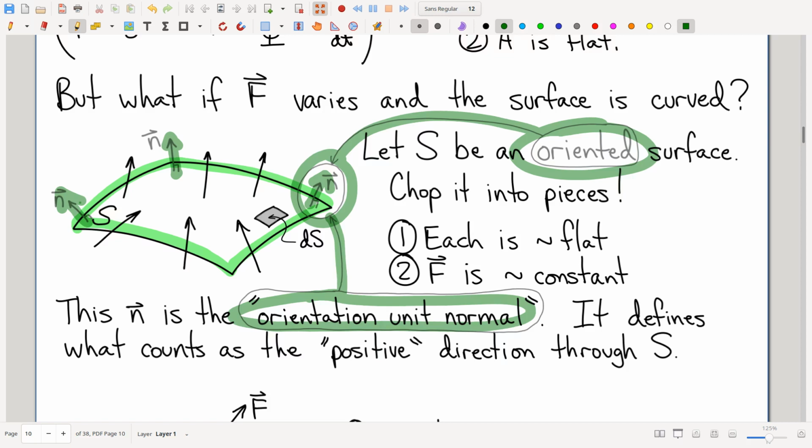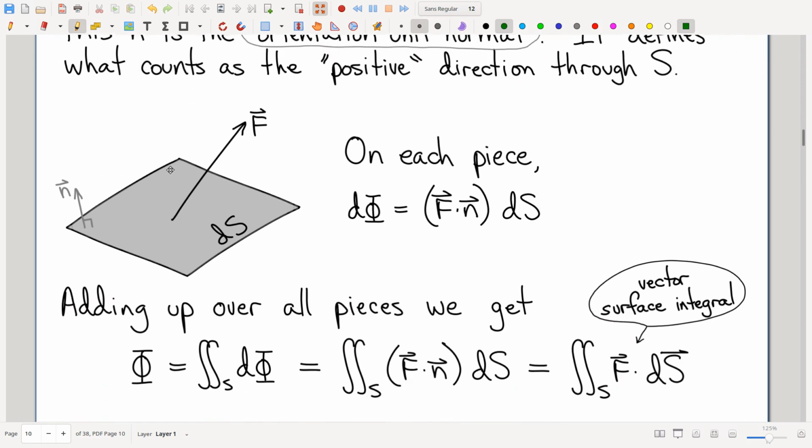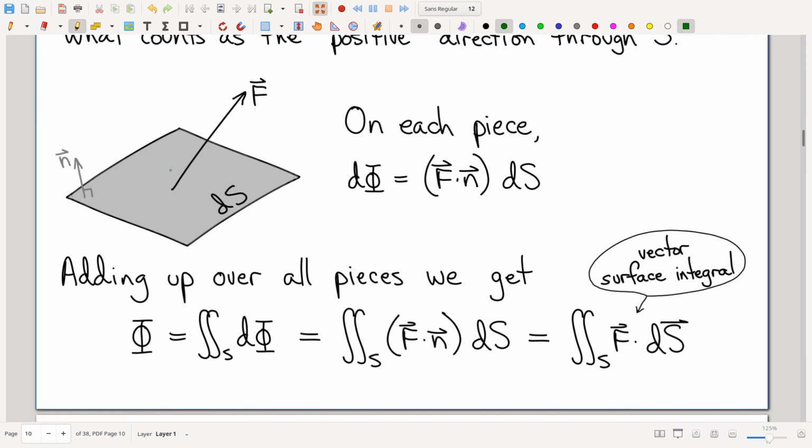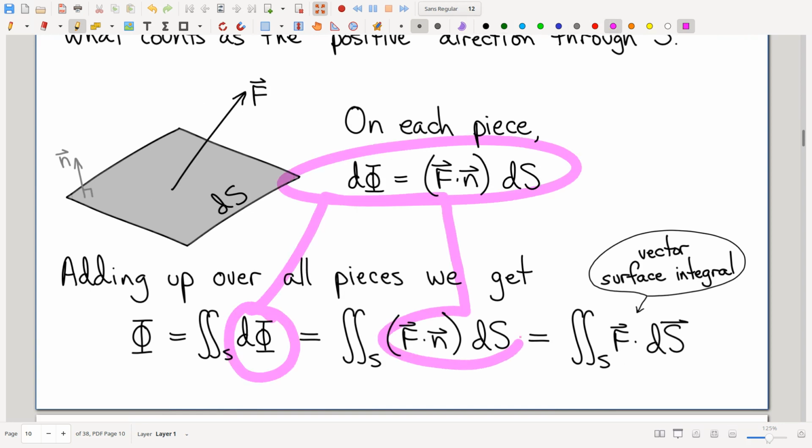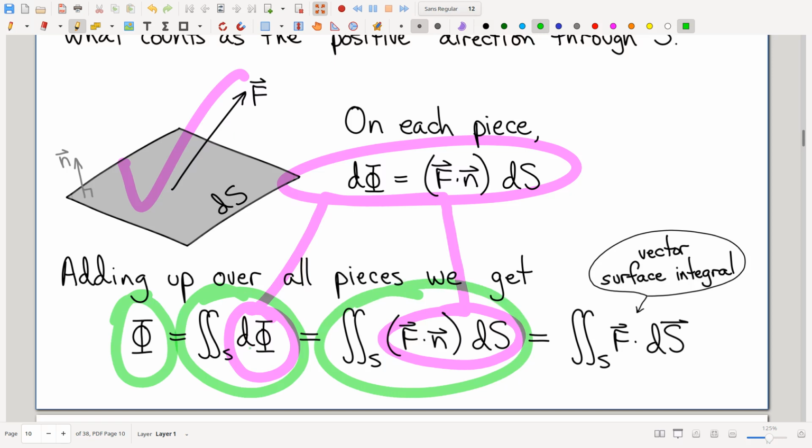Okay. All right. And so with that noted, we're ready to start writing stuff down. Here it is. We've already agreed that on each little piece, the amount of flux that you get is F dot N dS. That's from that little picture. Nice flat little piece of surface, presumably roughly constant vector field. So, old news. Adding that up over your entire surface to get your total flux, you just do the integral over the entire surface, and there's your formula for how to compute flux.